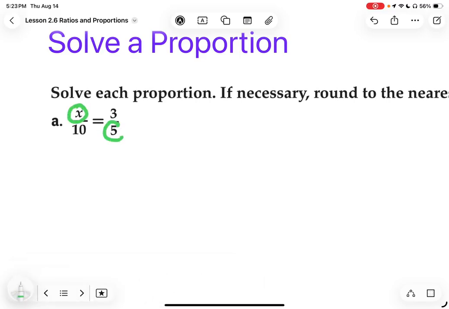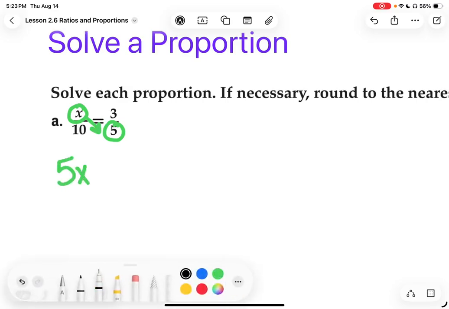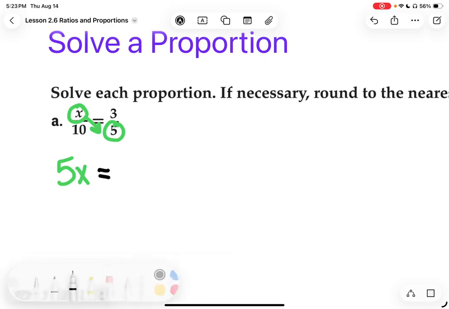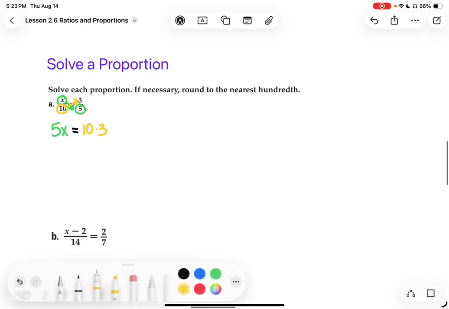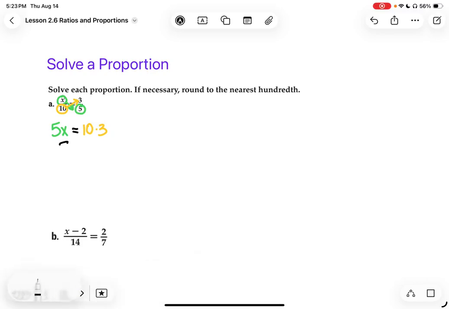So the numerator of the first ratio multiplied by the denominator of the second, so x multiplied by 5 is 5x, and we're going to set it equal to the denominator of the first multiplied by the numerator of the second, 10 times 3. And you may already be able to solve this one without writing anything else down, but I'm going to go ahead and do all the steps. We've got 5x equals, and then 10 times 3 is 30. And then we've only got one step to do to solve this one.